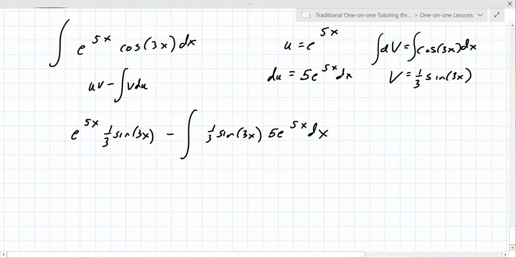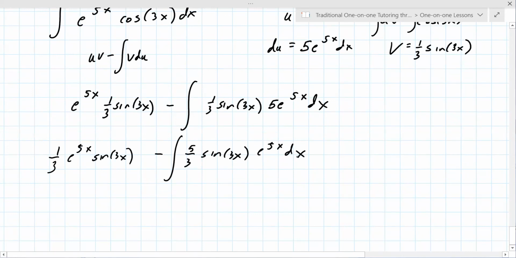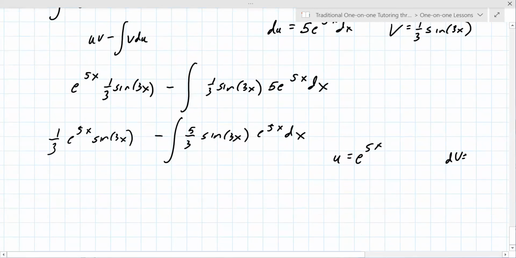Is that okay? Yes. Okay, so I'm going to simplify on the right here. It's 1/3 e to the 5x sine 3x minus 5 times 1/3, which is 5/3, sine 3x e to the 5x dx. So now you just have to do integration by parts again. You need a u and you need a dv. You should use the same u as before. Since you chose u to be e to the 5x, you want it to be e to the 5x this time as well. And then your dv is what's left over.